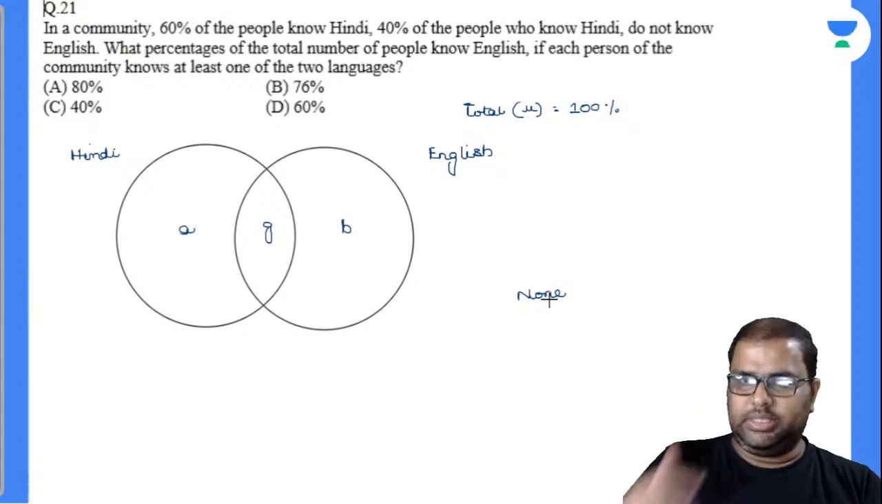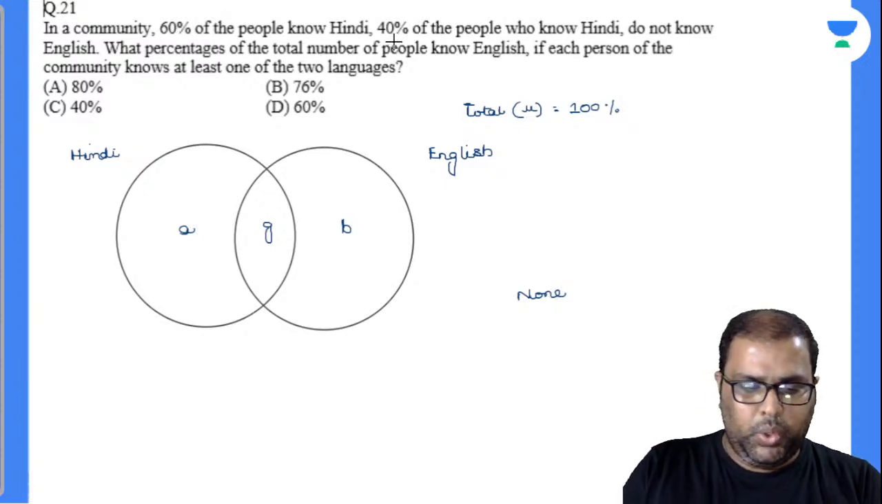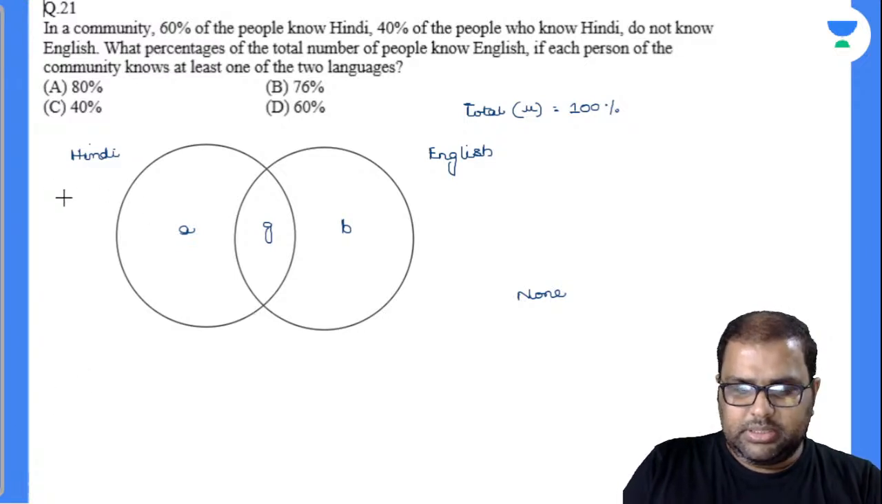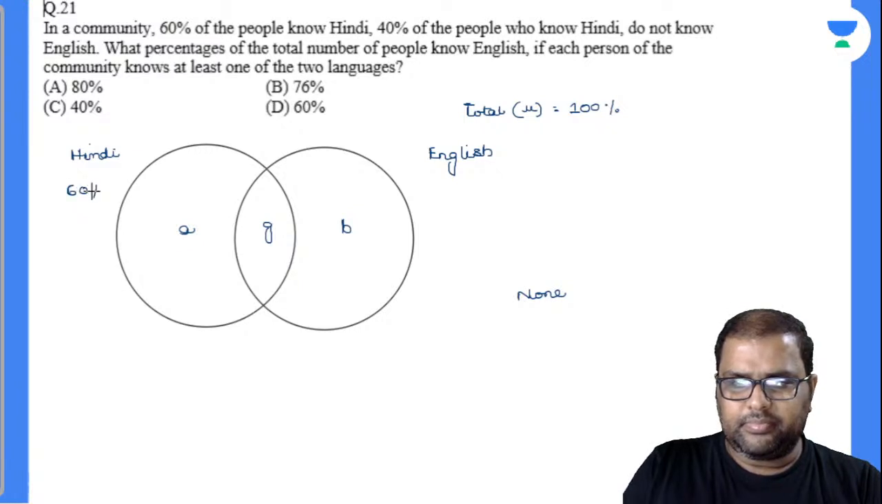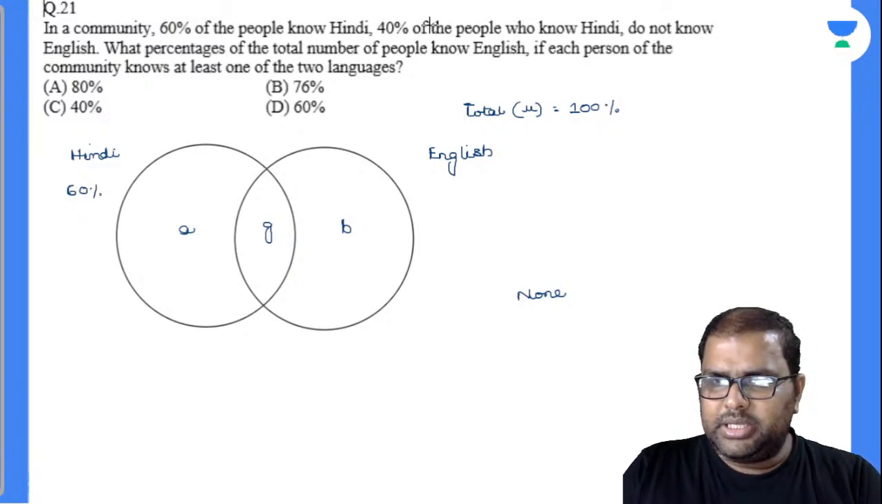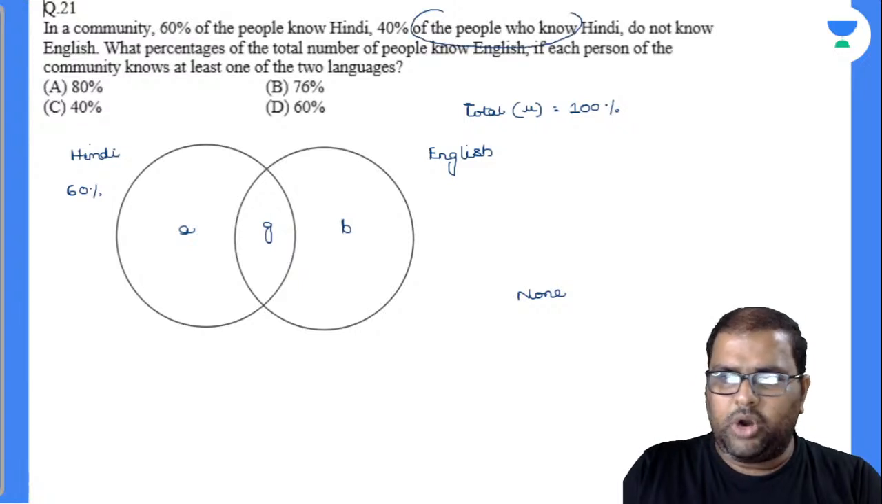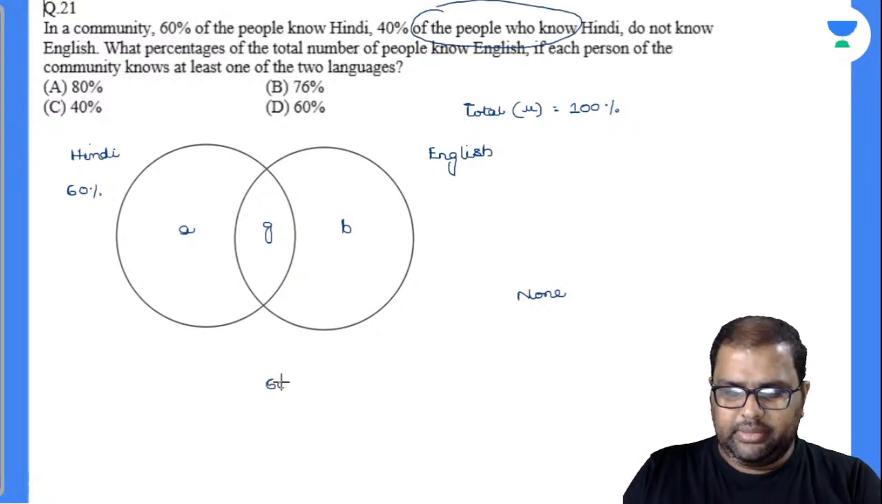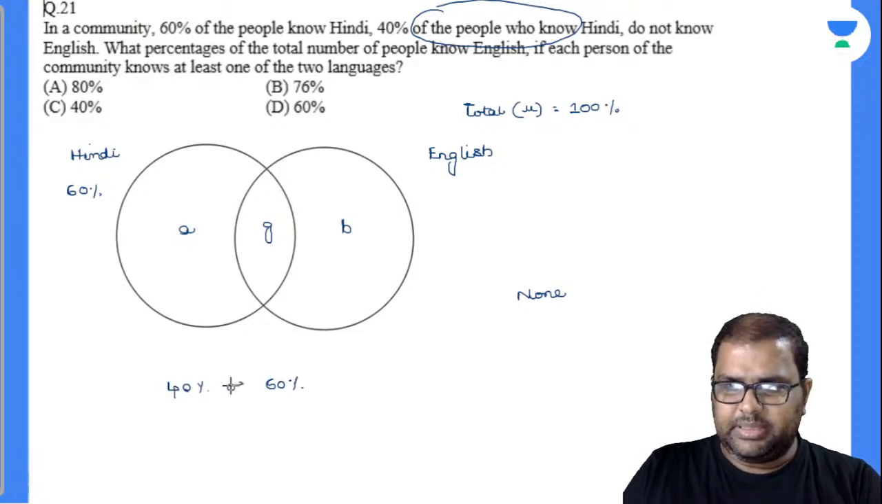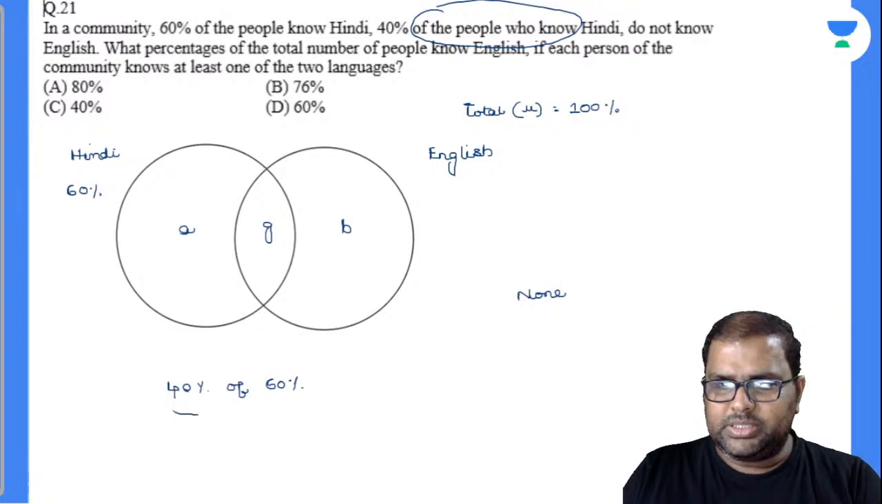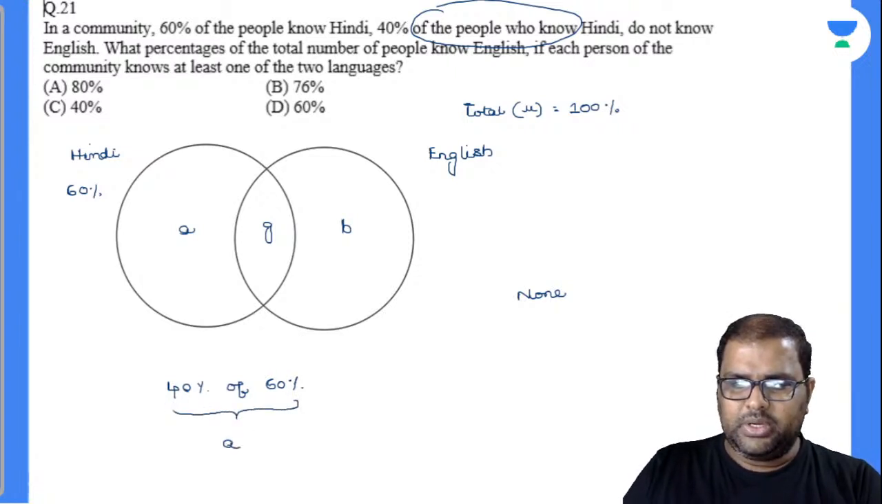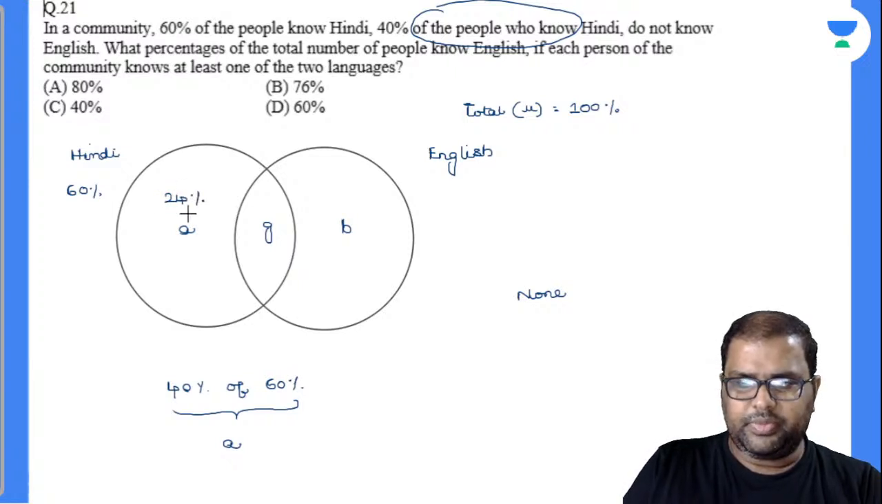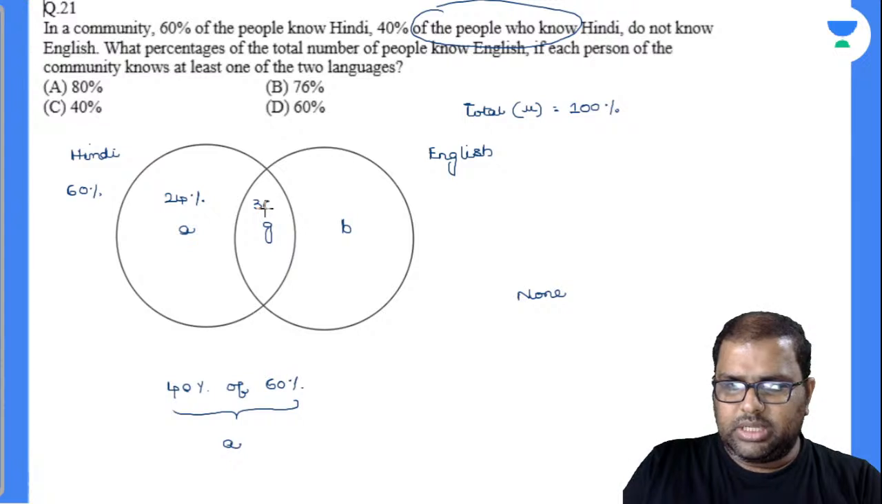Now come back to this. 60% of the people know Hindi, it seems. 60% of the people know Hindi means the complete Hindi circle is 60. Of the people who know Hindi, 40% of that 60% do not know English, which is exactly the A value. So how much will this be? Will it be 24? Yes, it is 24. So the G value is equal to 36%.